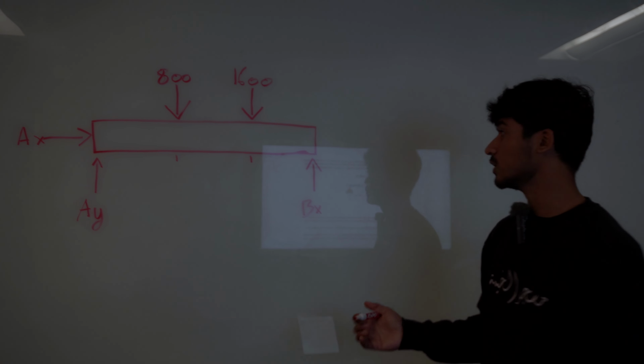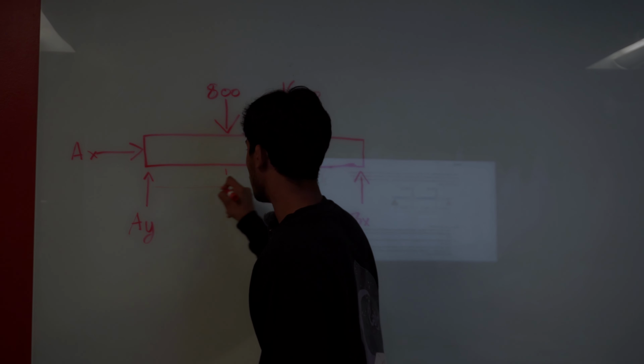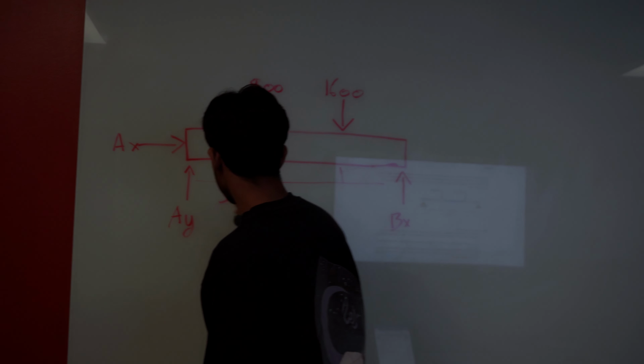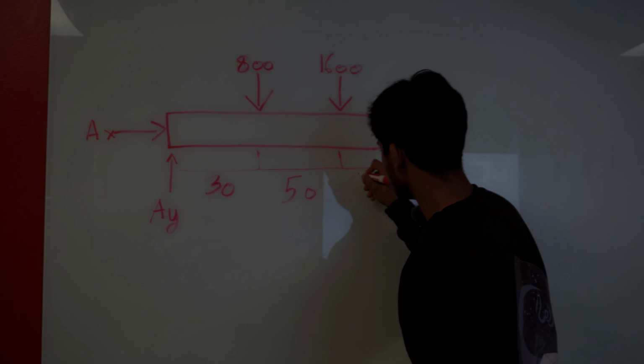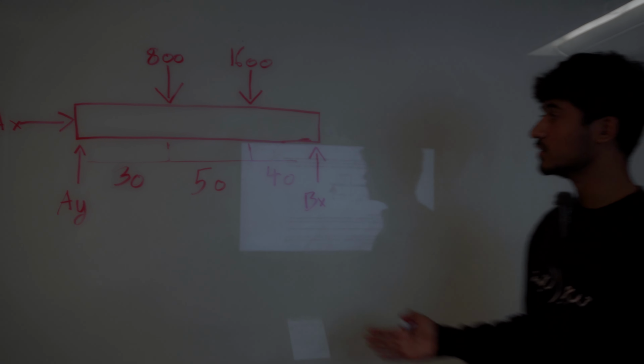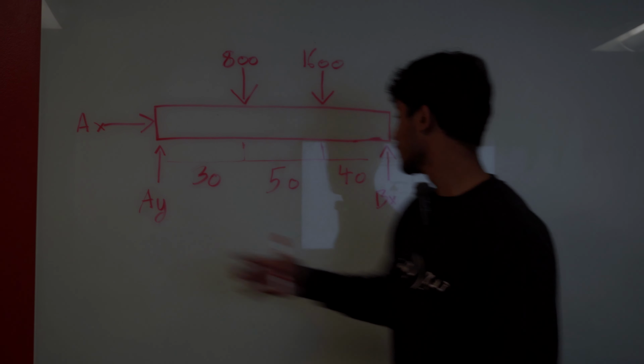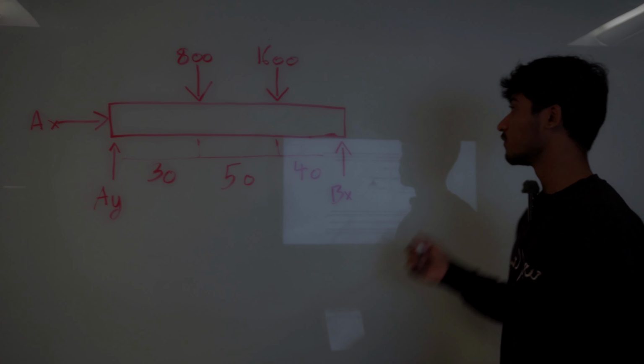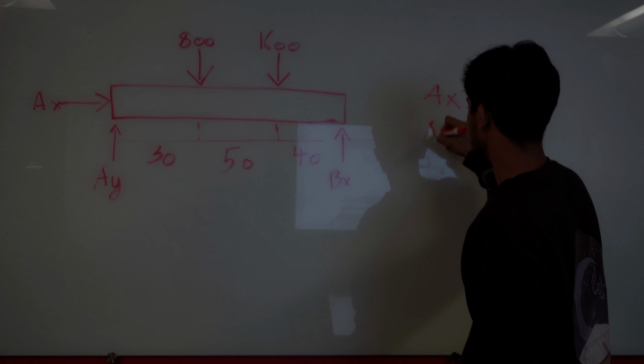We're also given the lengths in between all of the reactions. These are 30 inches, 50 inches, and 40 inches. And now that we know what we're given, we also have these variables, A of X, A of Y, and B of X, that we need to solve for. So these would be the unknowns of the problem.